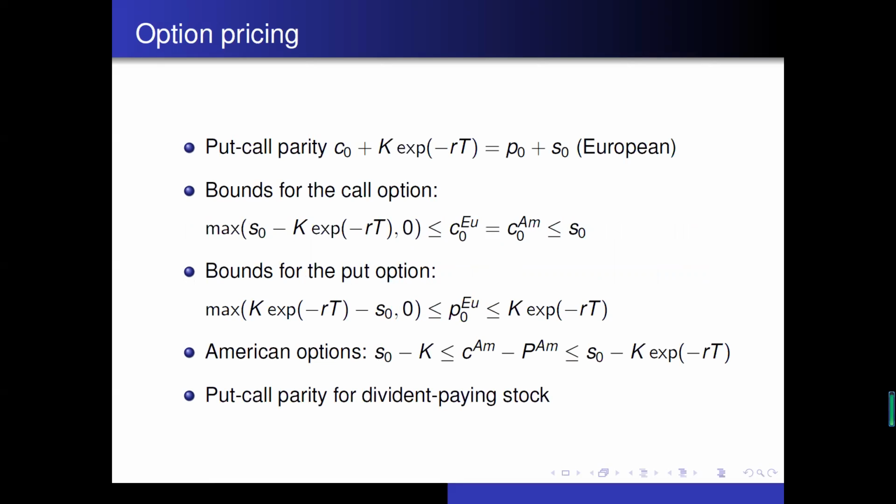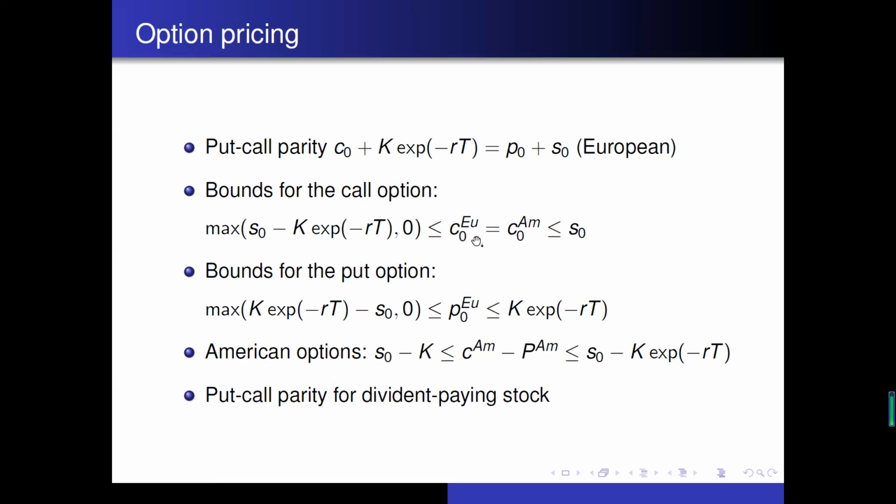The second thing we have learned is option pricing. So how do we evaluate the intrinsic value of options? First, we have the put-call parity for the European option. So this is the call option plus the cash equals the put option plus the stock price. For this put-call parity, we can derive the lower bound for the call option as well as the lower bound for the put option.